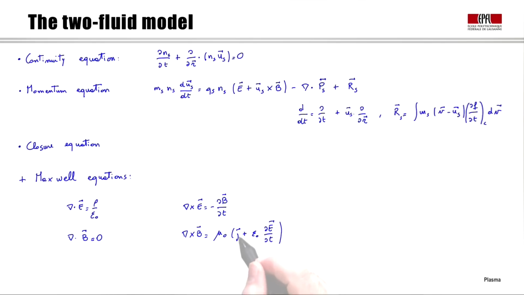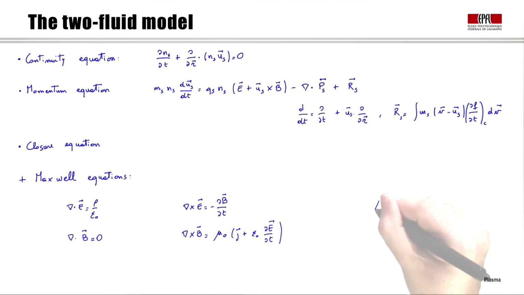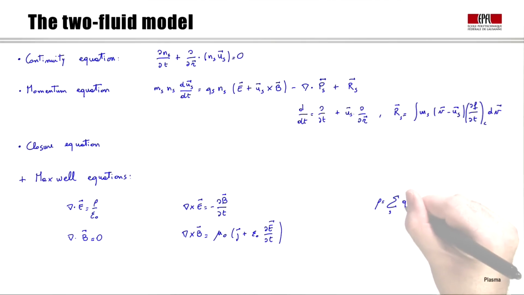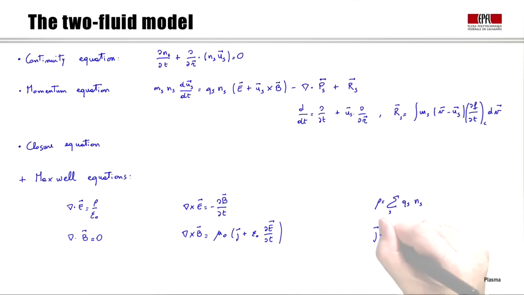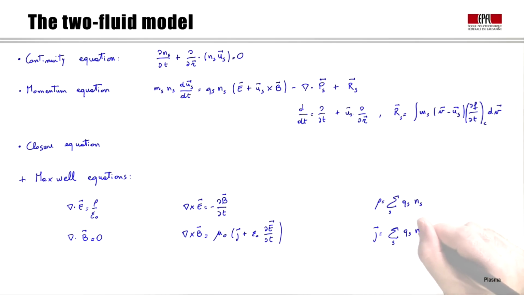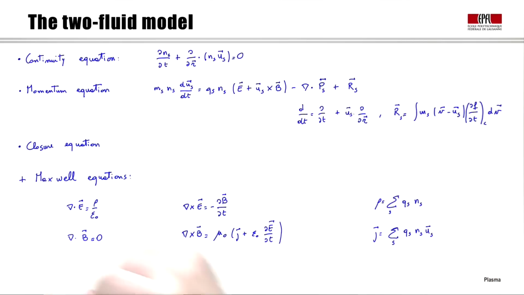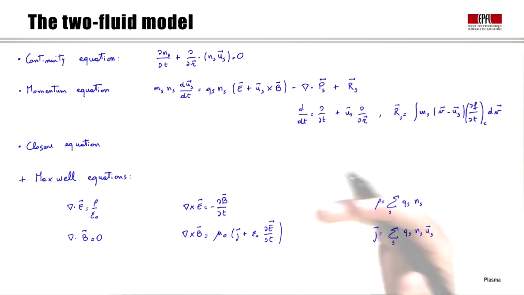Charge density and current density are related to the two-fluid quantities by the fact that rho is given by the sum over all species of the charge of each species times n_s, the density, and the current density is given by the sum over all species of q_s, n_s, and u_s. This is the two-fluid model that describes the dynamics of a plasma, taking into account the dynamics of electrons and ions as two different fluids.